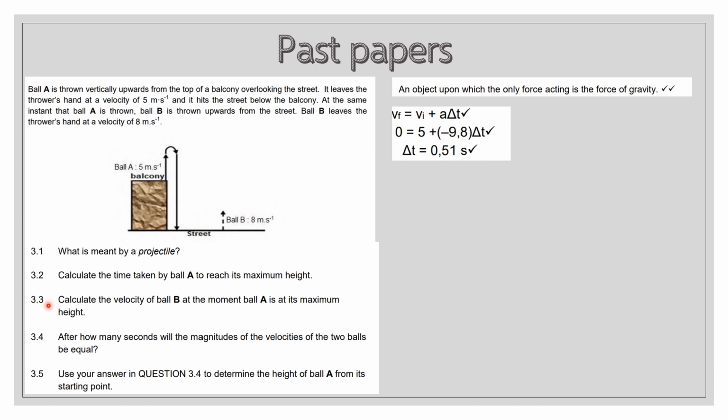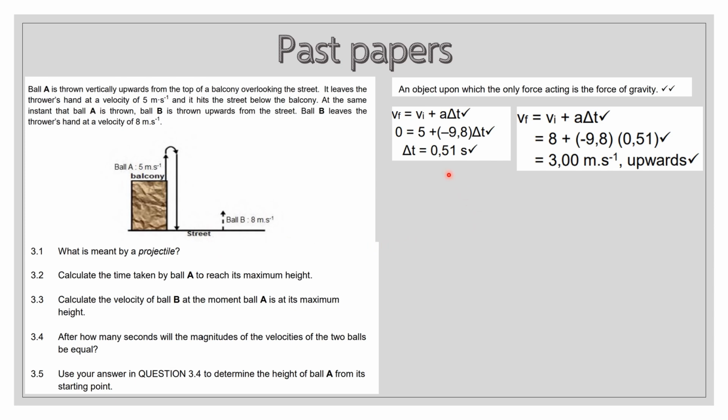The next one, calculate the velocity of ball B at the moment ball A is at its maximum height. Here's its maximum height. So we're using the time. We substitute this time into this equation and we solve for velocity final, taking 8 as initial because they tell you it's 8 and negative 9.8 because we're taking upwards as positive.